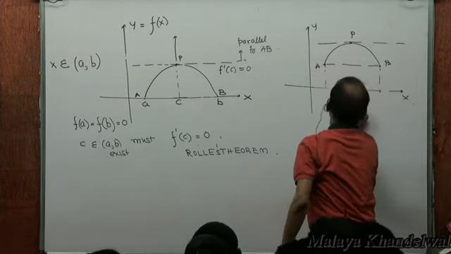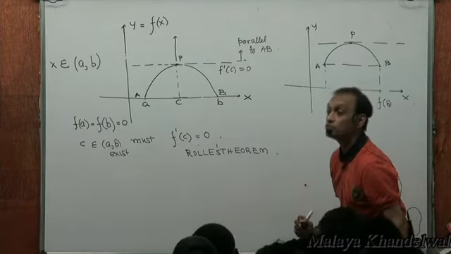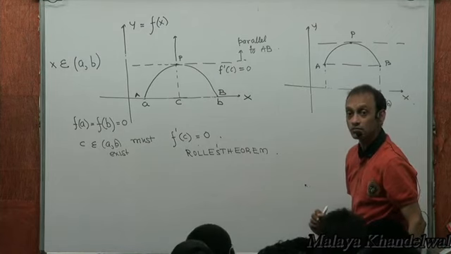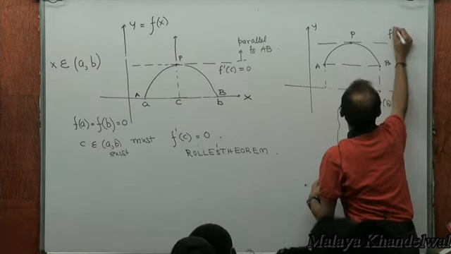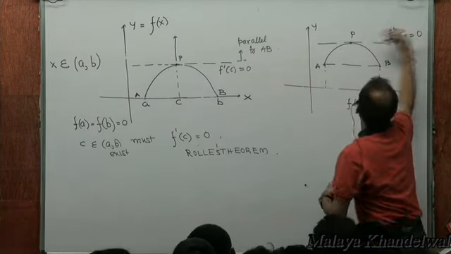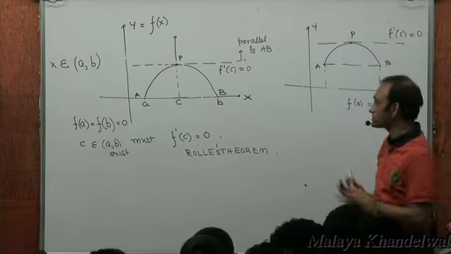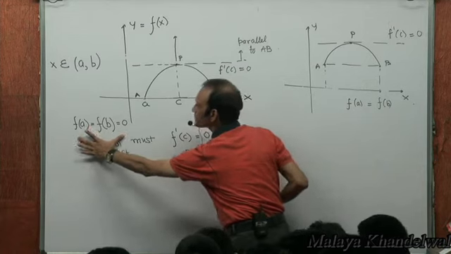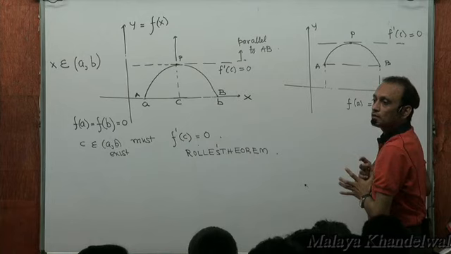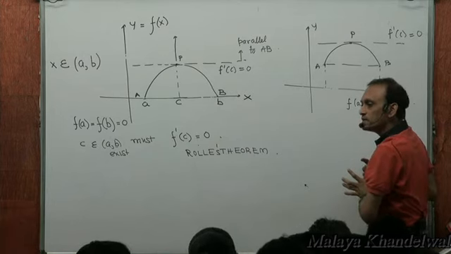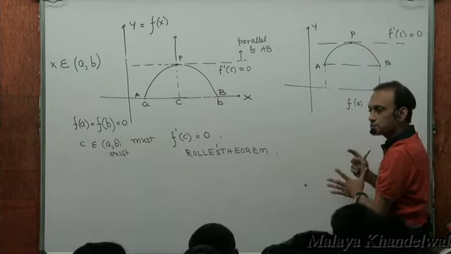This is a case where f(a) will still be equal to f(b), but not equal to 0. But you still have a point P where the tangent is parallel to the line joining A and B. That means f dash C is still 0 because AB is still parallel to the x-axis. Strictly, Rolle's theorem is the earlier form, but it will still hold good if f(a) and f(b) are equal. That means the values at the endpoints of the interval being equal, there will still be a point P where the tangent will be parallel to the x-axis.